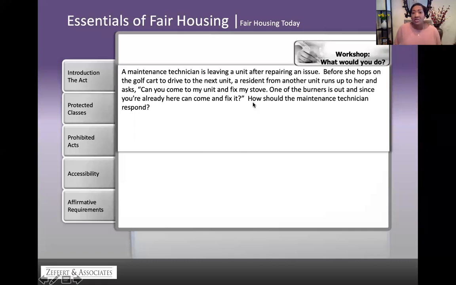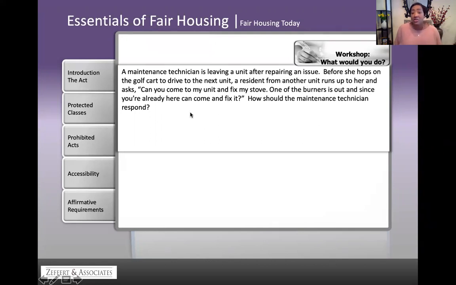A maintenance technician is leaving a unit after repairing an issue. Before she hops on the golf cart to drive to the next unit, a resident from another unit runs up to her and asks, "Can you come to my unit and fix my stove? One of the burners is out, and since you're already here, can you come and fix it?" How should the maintenance technician respond?